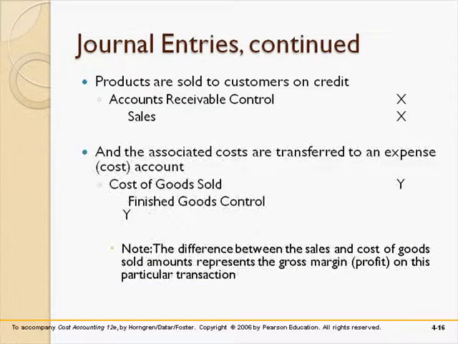But then we also record the cost of sales at the same time by debiting cost of goods sold and crediting finished goods or finished goods control. Okay? If we have a difference between the sales and the cost of goods sold, that's called gross margin. Not if, we would expect to see a difference and we'd expect it to be positive.